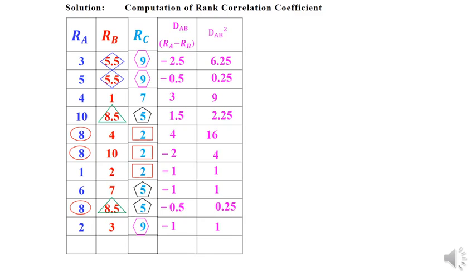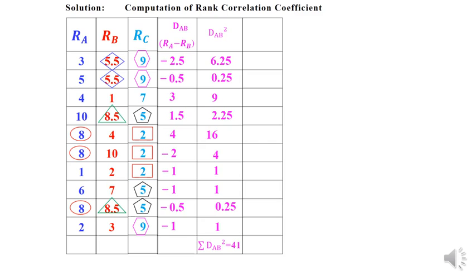Similarly, find out differences between B and C. Name it as difference between A, B and C. DBC, that is RB minus RC. 5.5 minus 9 minus 3.5. Again 5.5 minus 9 minus 3.5. 1 minus 7 minus 6.